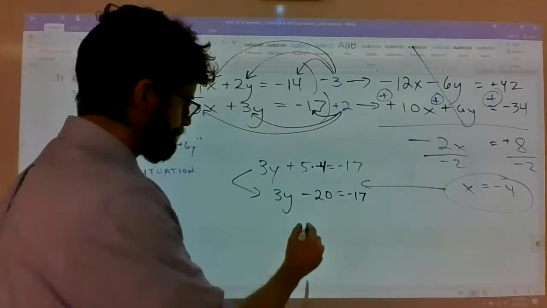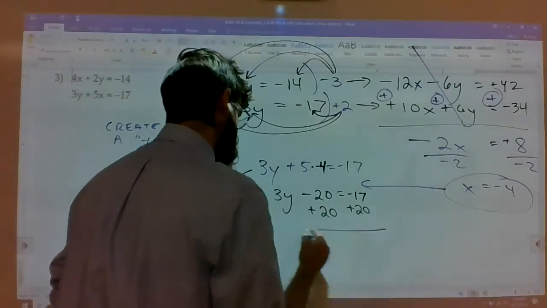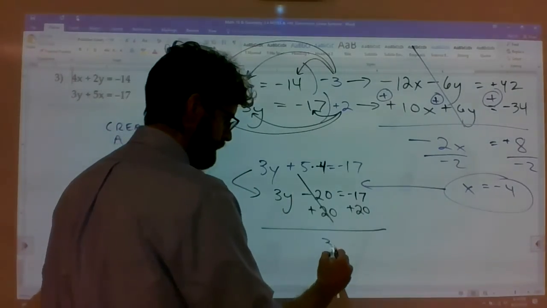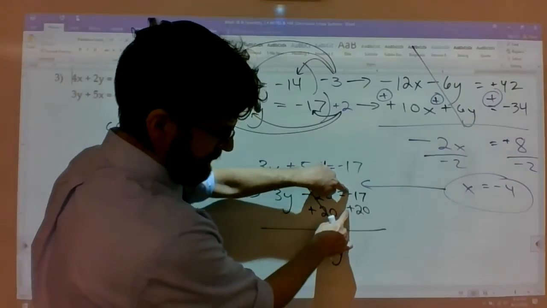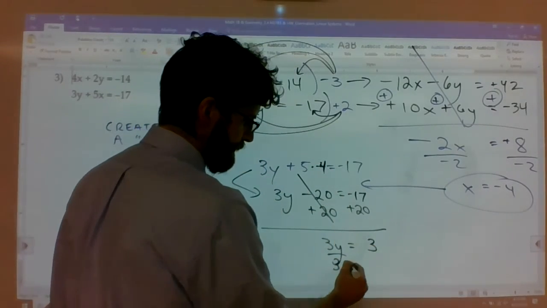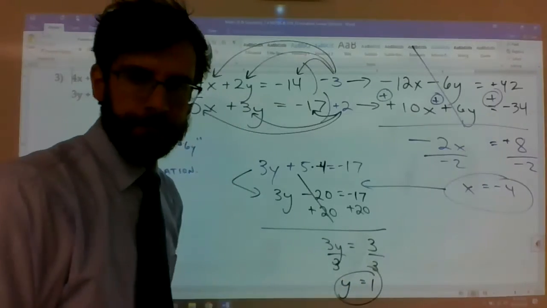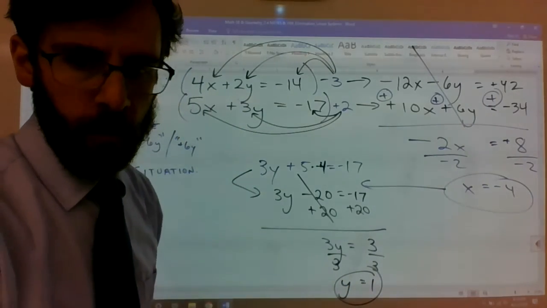Solve the equation. Opposites subtract. Take the positive. All right, we've got our x coordinate, we've got our y coordinate.